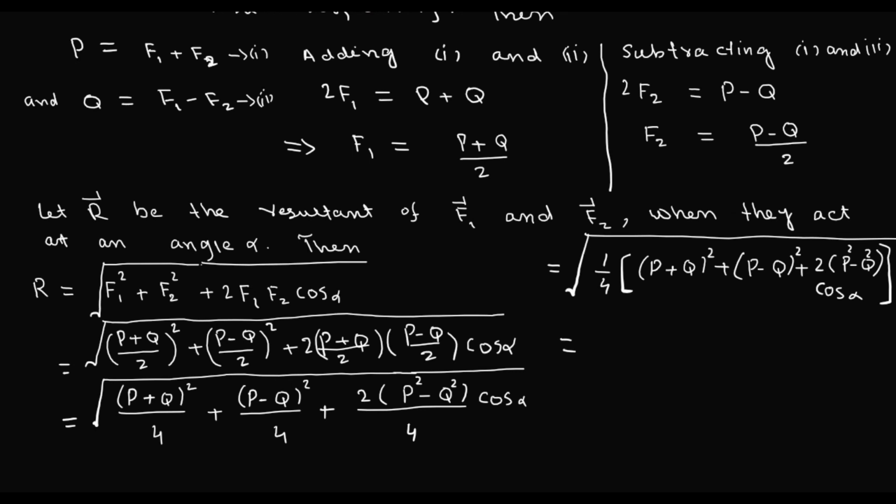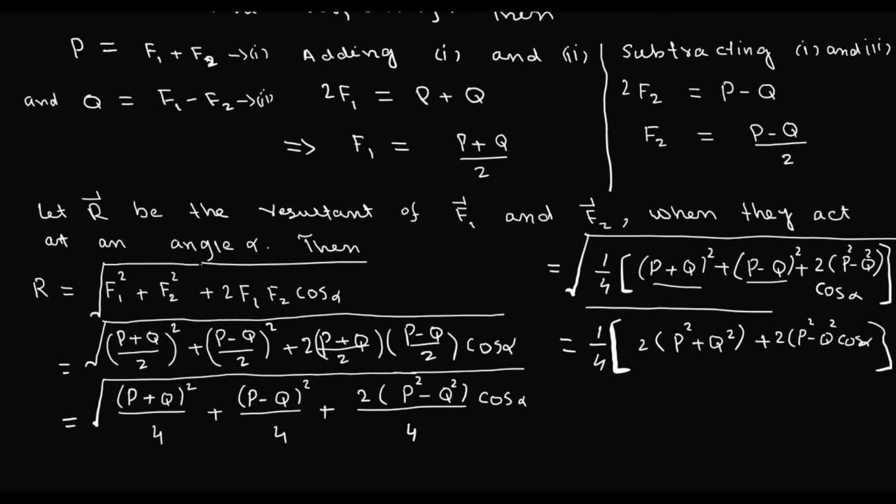So this can be written as 1 over 4 times the bracket: (P plus Q) square plus (P minus Q) square. By the formula, (P plus Q) square plus (P minus Q) square is equal to 2 times (P square plus Q square), plus 2 into (P square minus Q square) cos of the angle. This is equal to 1 by 4.